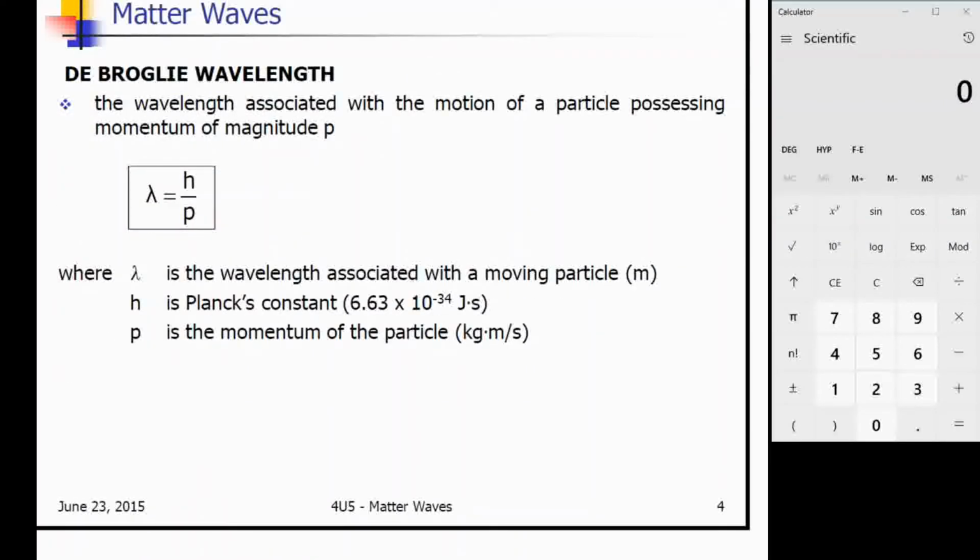So please copy this down. It's the de Broglie wavelength, the wavelength associated with the motion of a particle possessing momentum of magnitude p, where lambda is the wavelength associated with a moving particle, and of course p is our momentum, and h is Planck's constant.